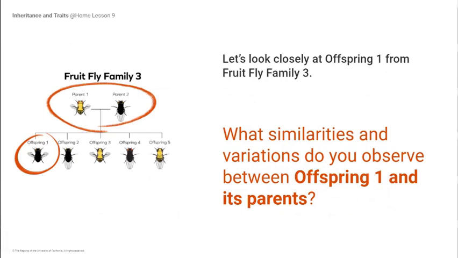Okay, now let's look closely at offspring 1 from fruit fly family 3. We're going to look at the 2 parents at the top that are circled, and then look at offspring number 1. What similarities and variations do you observe between offspring 1 and its parents? What do you notice? Think about it.